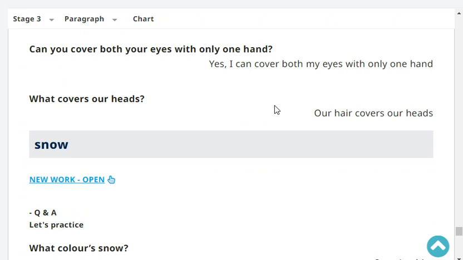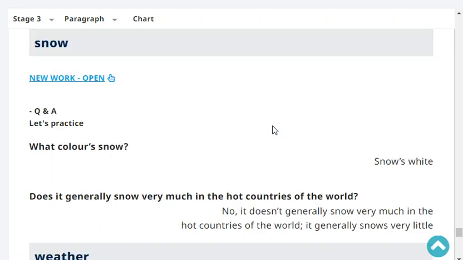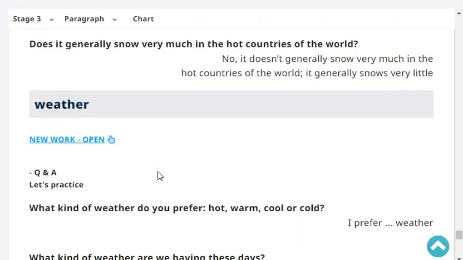What covers our heads? Our hair covers our heads. Very good. What color is snow? Snow is white. Does it generally snow very much in the hot countries of the world? No, it generally doesn't snow very much in the hot countries of the world. It generally snows very little. Very good.